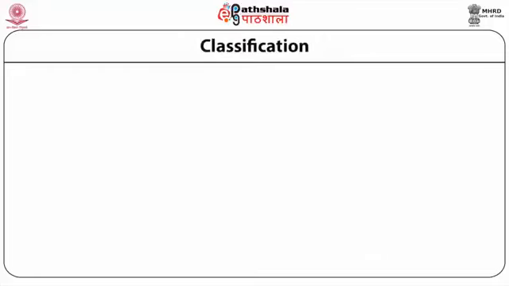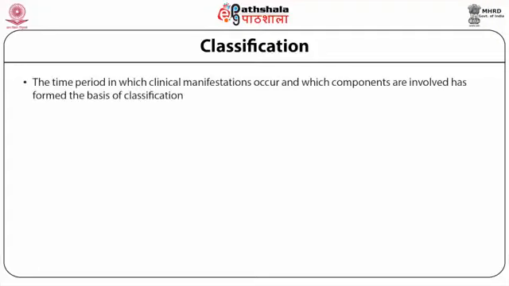Let us start with the classification of various types of hypersensitivities. This table shows the classification, the time period in which clinical manifestations occur, and which components are involved. These have formed the basis of classification of hypersensitivities. Gell and Coombs divided hypersensitivity into 4 classes. Later on, a fifth one has also been created.